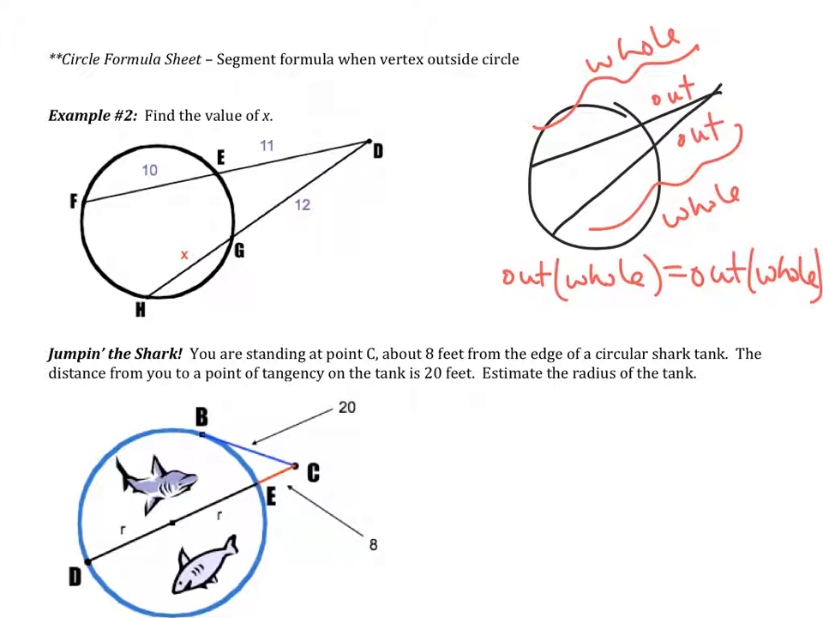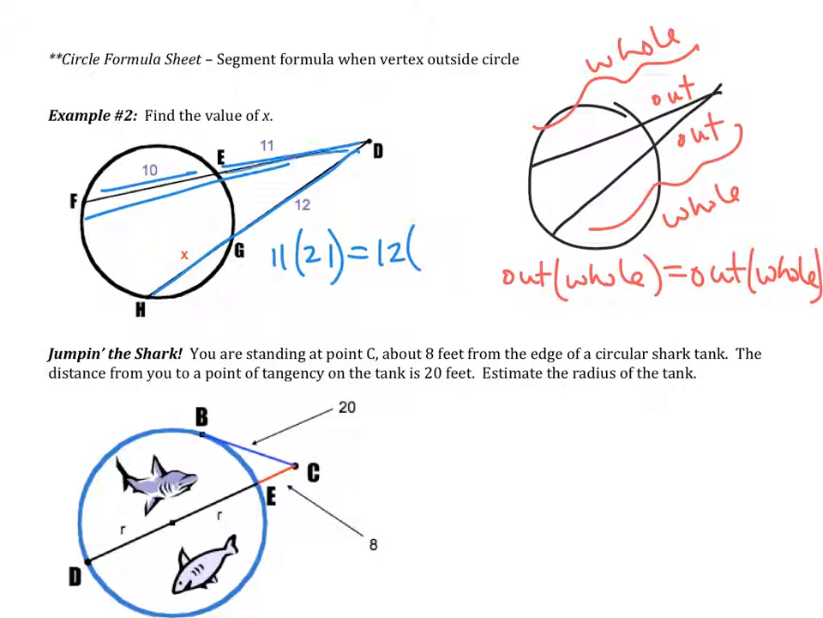So if I apply it to over here, if I'm talking about line FD, what part's on the outside? 11. What's the length of the whole thing? 21. Do you understand that 10 plus 11 makes 21? Yes. All right. And then if we talk about the second line, what's the outside part? 12. What's the whole thing? 12x. I heard 12x. So we do 12 times x.